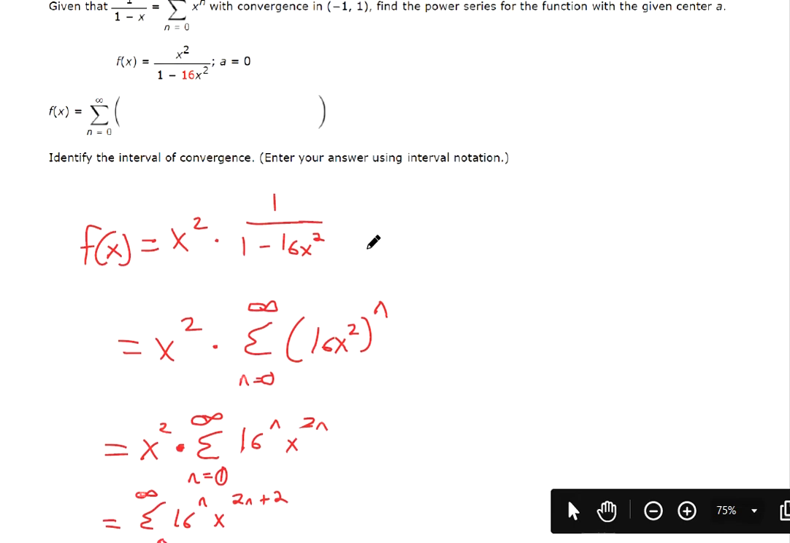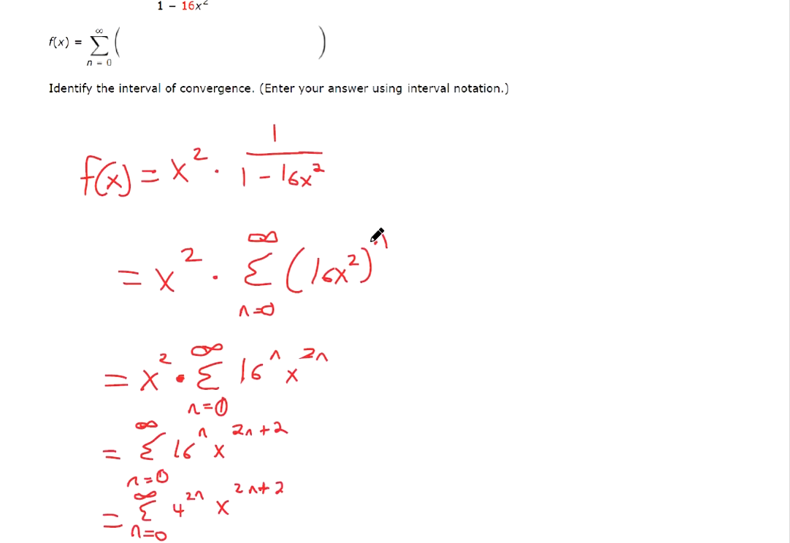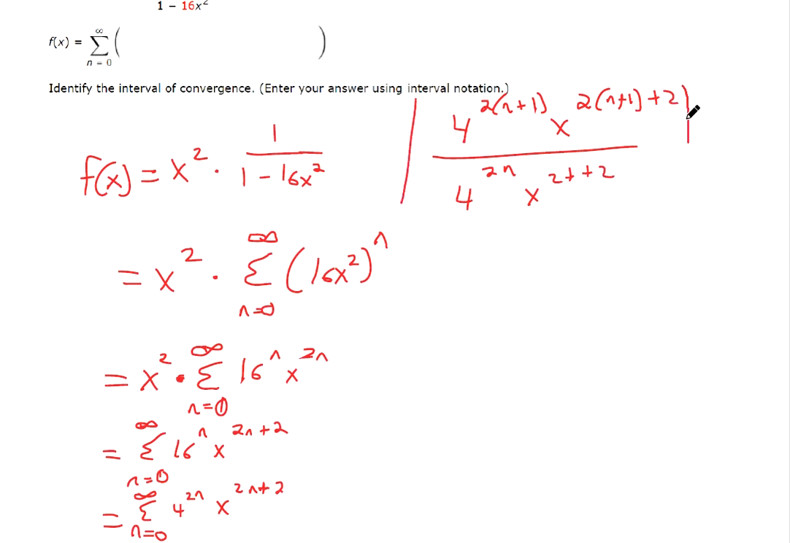And then identify the interval of convergence. Let's see, you could use the ratio test. So the next term, I keep saying next term, but that's not really what our textbook says. The n plus 1 term divided by the nth term. We evaluate that limit as n goes to infinity. And it's the absolute value. Okay, the n plus 1 term divided by the nth term.